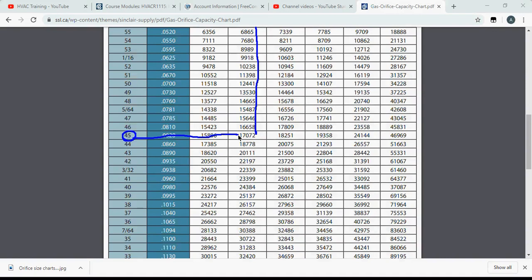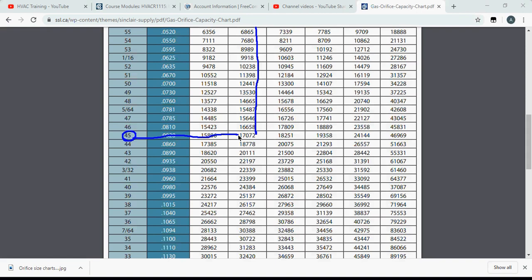Now we can take that number and multiply it by the number of burners in that particular piece of equipment. So say you have a residential furnace with 4 burners. Assuming each one of those burners is a 45 orifice, you can take 17,072 times 4, and it will give you the total BTU output for that piece of equipment. And you can compare that to the output rating on the furnace itself. So you can use this chart to size your orifices.